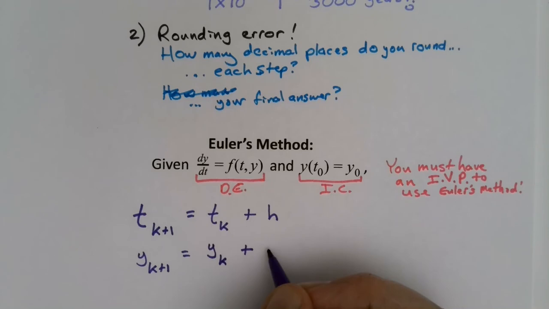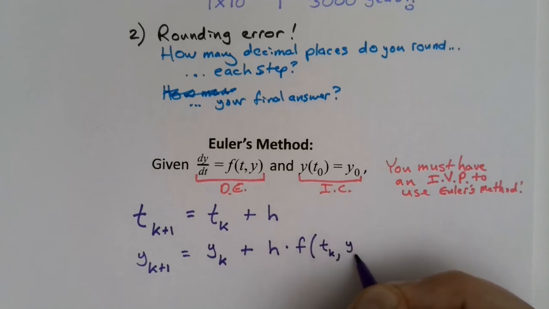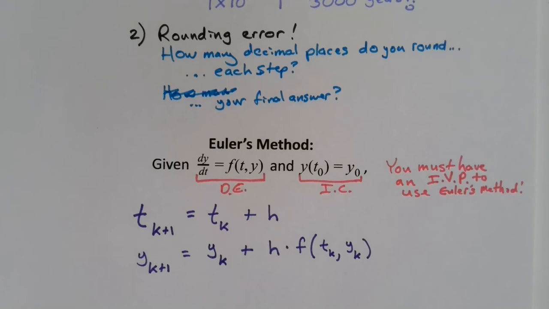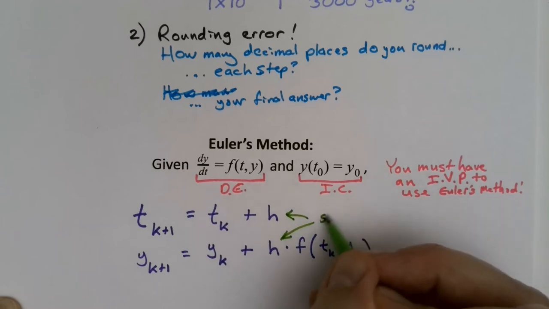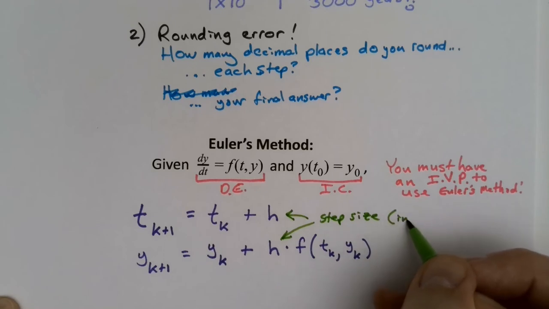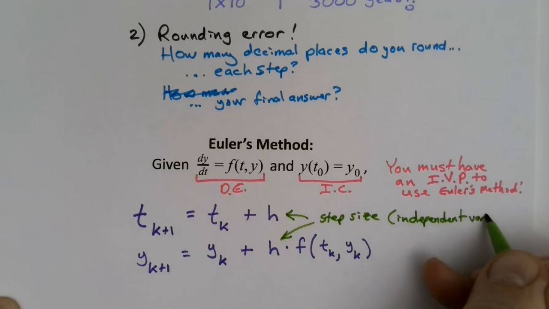And the extra stuff here isn't just h. It's h times the slope, which is given by your function value, right? And that function value, that is the differential equation, right? So just a reminder of what we're dealing with here. The h value in these equations, that's our step size. And the step size is always in the independent variable direction.